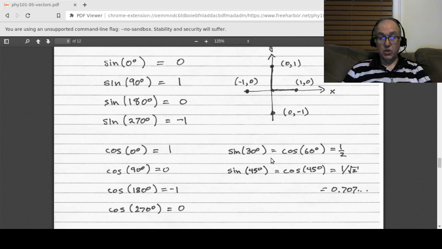Then you should probably also memorize that sine of 30 degrees is equal to cosine of 60 degrees, which is a half, and sine of 45 degrees is equal to cosine of 45 degrees, which is 1 over the square root of 2, which is 0.707. In a lot of my problems I'm going to be using these angles. If you have them memorized, you may not even need your calculator, but it also serves as confirmation that you didn't do anything wrong when you plugged the numbers into your calculator.